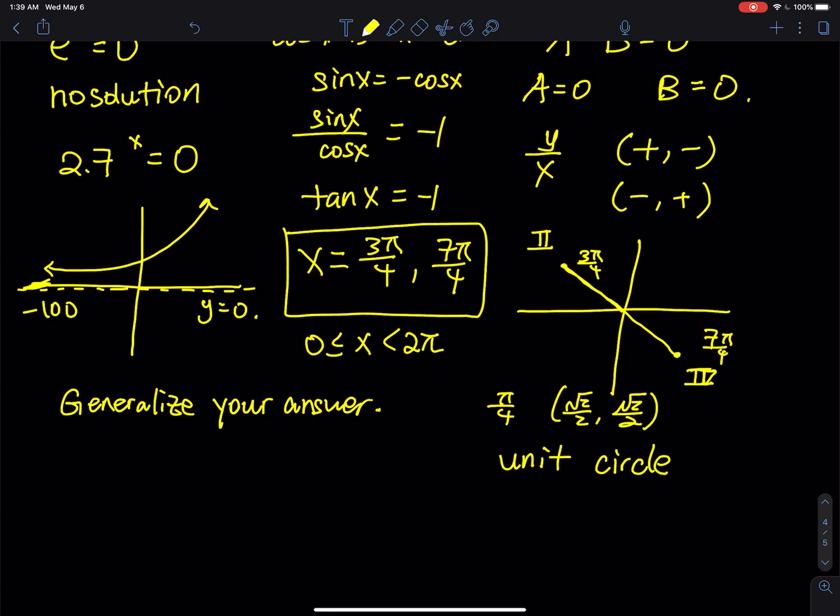The trick is, I have x equals 3 pi over 4, right? I am at quadrant 2 right now. How do you jump from quadrant 2 to quadrant 4? The answer is you have to add a pi to it. So I am going to add n pi to it, and I have to specify that n is an integer. When n equals 0, you are at 3 pi over 4. When n equals 1, you jump to 7 pi over 4. When n equals 2, you jump back to 3 pi over 4 plus 2 pi.